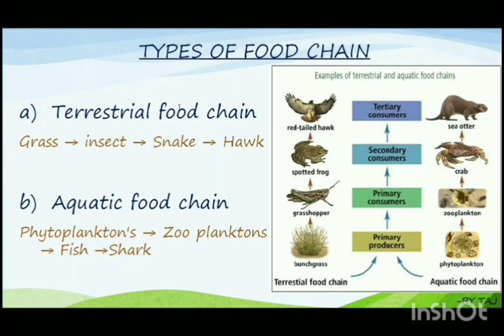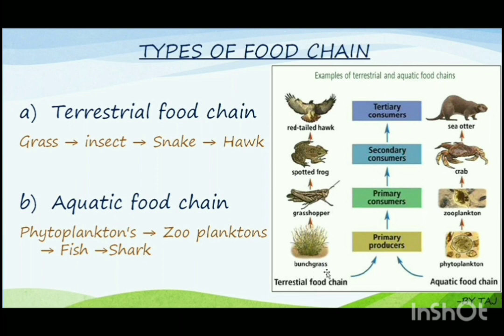Types of food chain. There are mainly two types of food chains, that is the terrestrial food chain and the aquatic food chain. I have given one example for each. Grass is eaten by insects, insects are eaten by snakes, and snakes are eaten by a hawk. So this is the terrestrial food chain. Here also I have given a pictorial example. Here you can observe this is the aquatic food chain and this one is the terrestrial food chain.